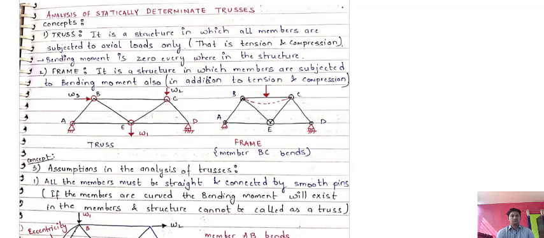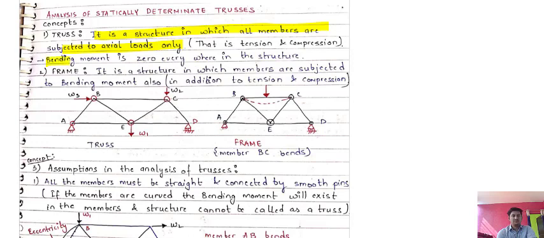So trusses are structures in which all the members are subjected to axial loads only. Okay, so that means only axial loading, meaning tension and compression. That means there is no bending involved. That type of structure, in which only axial loadings are involved, is known as trusses. You can also say that the bending moment is zero everywhere in that structure, so that is known as trusses.